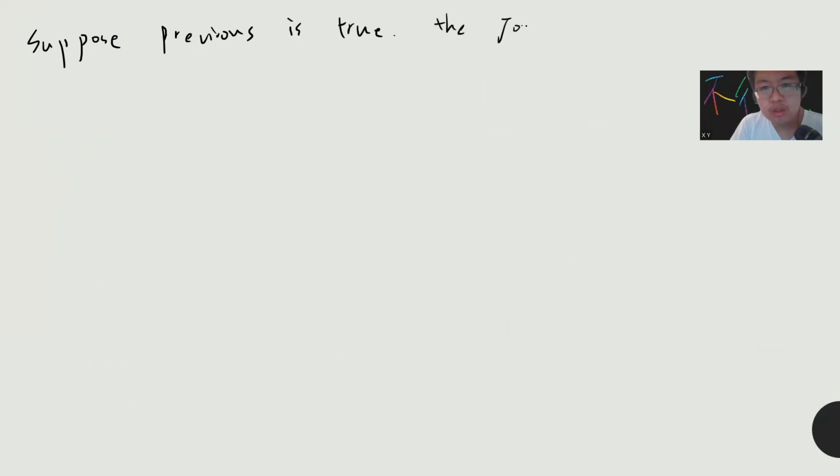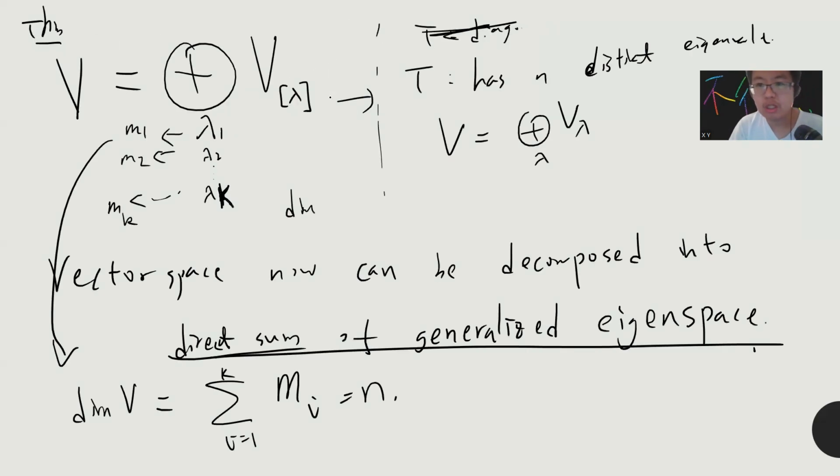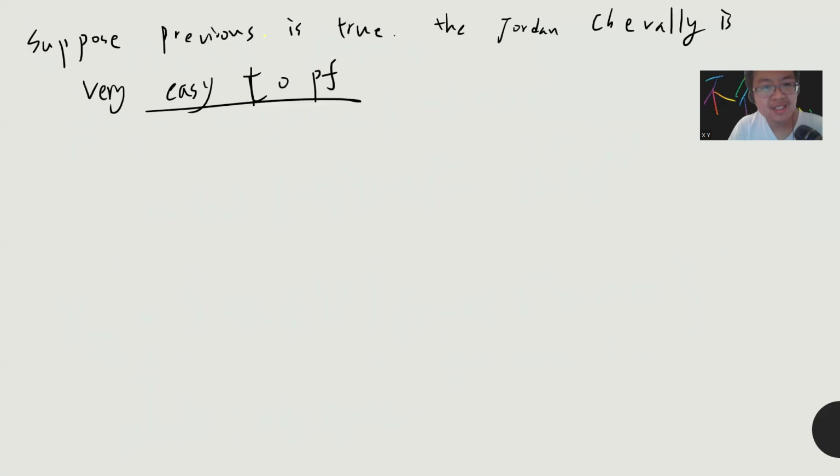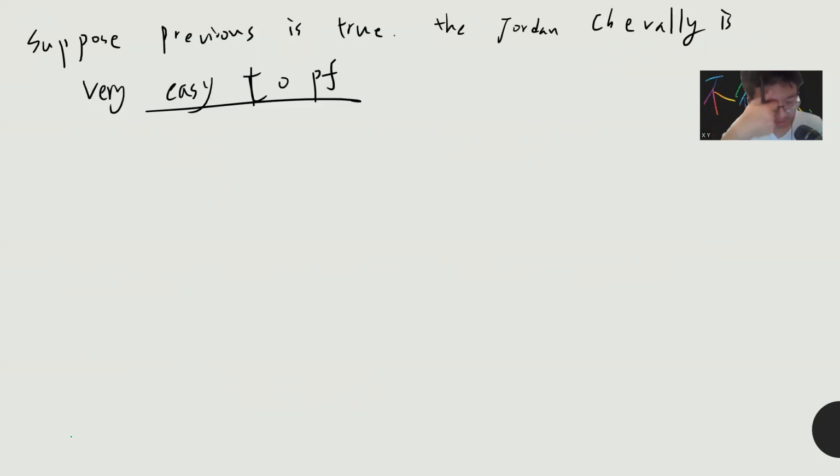Then this Jordan-Chevalley decomposition is easy to prove. Chevalley is very easy to prove. Let me just prove this, and maybe in the next video I prove the main theorem. So suppose the previous statement is true, then it will be very trivial to prove this theorem. The idea is right.